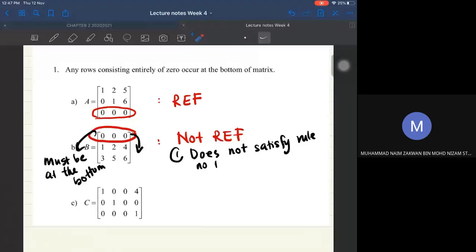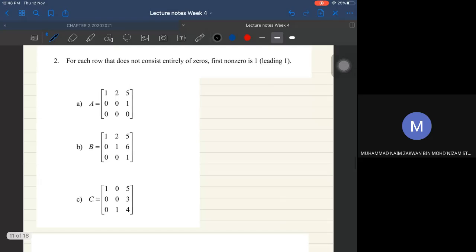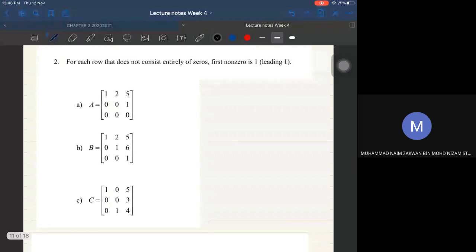So dalam kes ni dia tak ada pun row yang ada semua 0. So dia memenuhilah syarat yang pertama. Kalau ada, dia mesti berada di bawah. Okay? So please understand that one. So this is an REF. So semua clear with the first condition? Okay, the second condition.